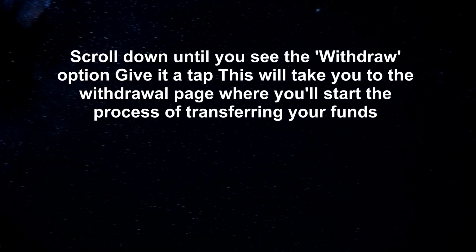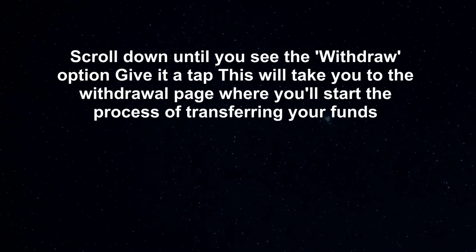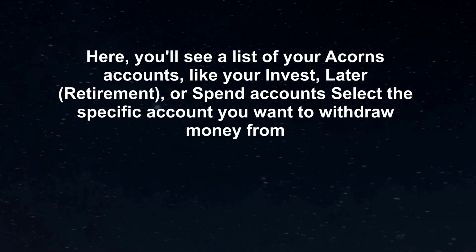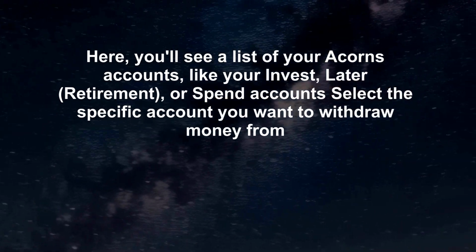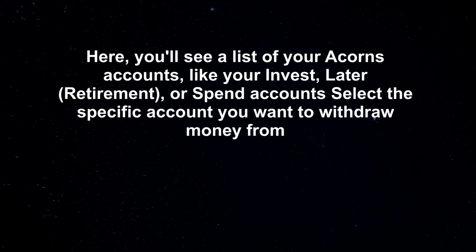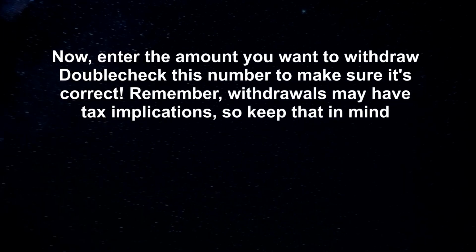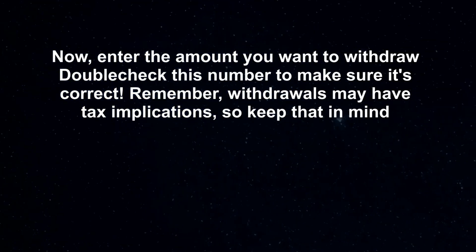Give it a tap. This will take you to the withdrawal page where you'll start the process of transferring your funds. Here, you'll see a list of your Acorns accounts, like your Invest, Later retirement, or Spend accounts. Select the specific account you want to withdraw money from. Now, enter the amount you want to withdraw. Double-check this number to make sure it's correct.